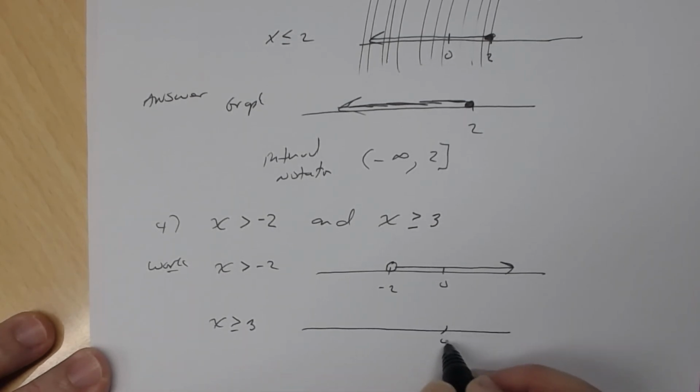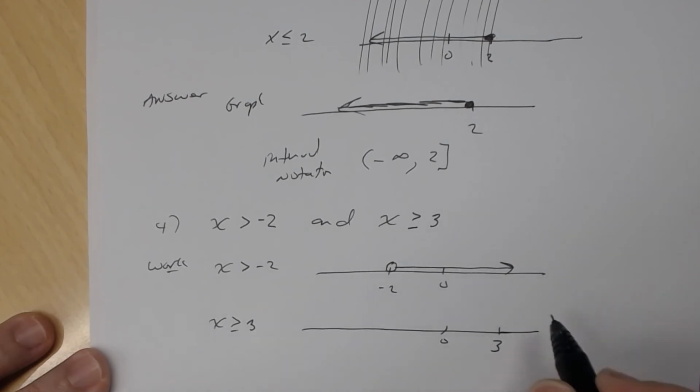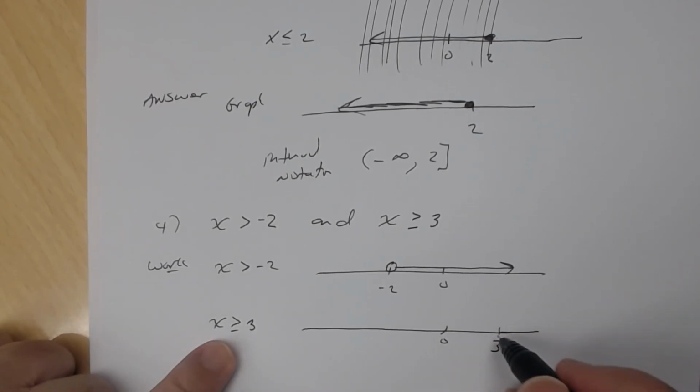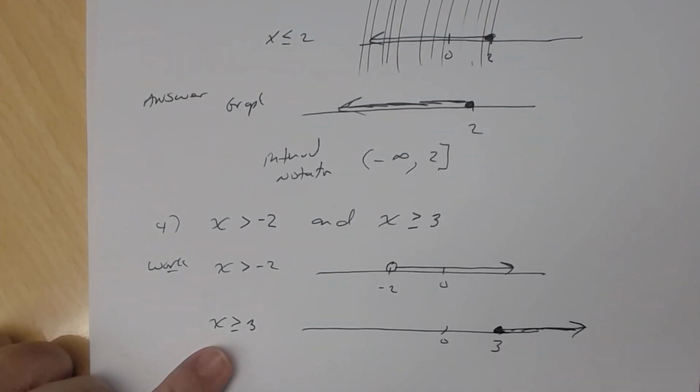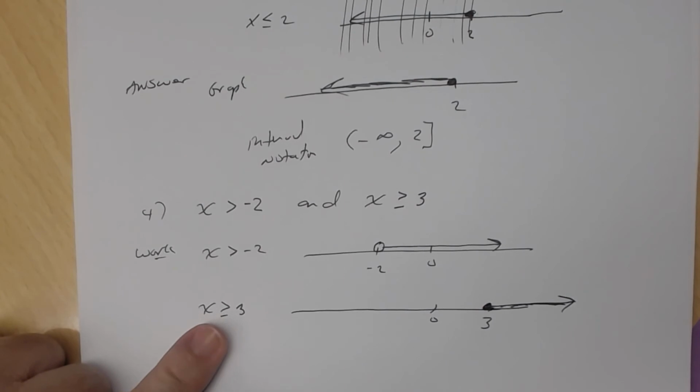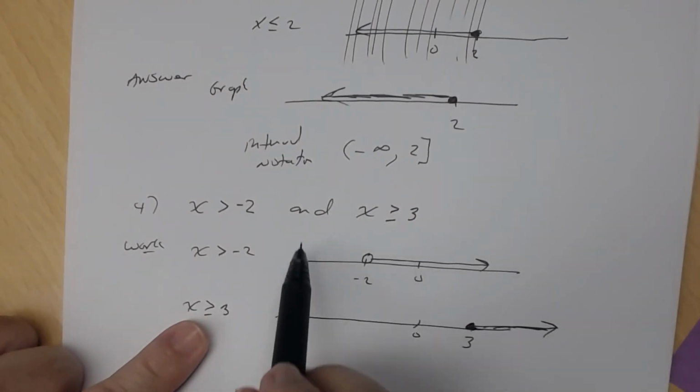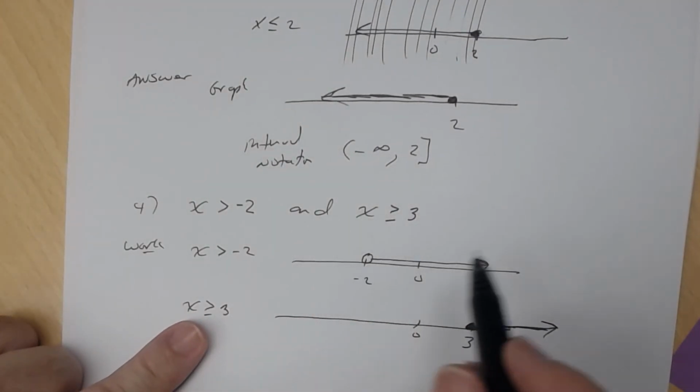So here's 0. Here's 3. Make sure you line them up. And greater than or equal to, so 3 is a solution, so I'm going to use a closed circle, and then go to the right. So I'm shading all the real numbers that are greater than or equal to 3. All right, and remember, this is an "and" statement, and remember, "and" means intersection.